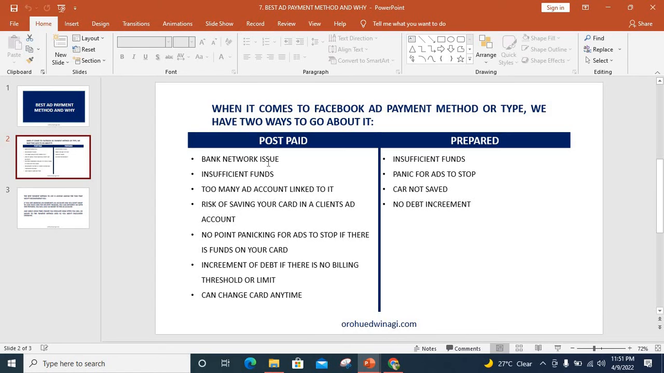Or better still, the person can actually use your card. I think that's one of the most risky things. It's about them running ads and you getting the debit alert if you didn't block your card. So the next point is you actually panic for your ad to stop if there is no money on the card, like I've already discussed earlier.